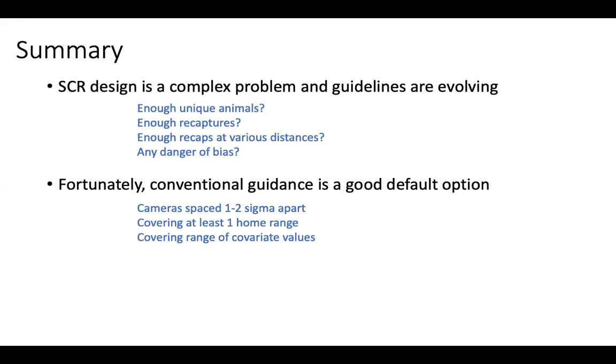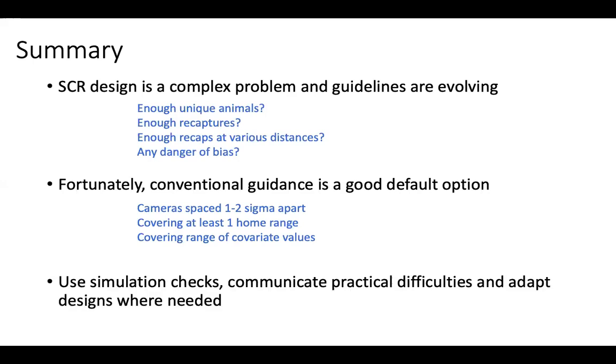The camera trap array must cover at least 1 home range, and preferably more. And if we're going to use covariates to model density, then you need to sample a range of those covariate values. This conventional guidance is a really good default option, and will get you precise estimates a lot of the time. Regular grids are a good way of achieving this, but in snow leopard habitat, they're often not practical.